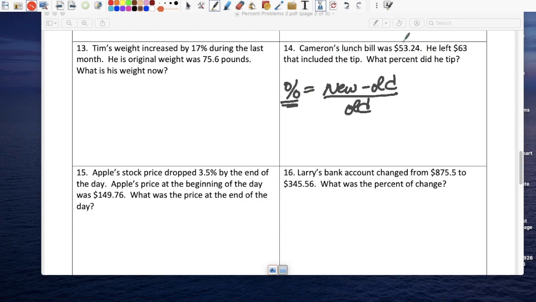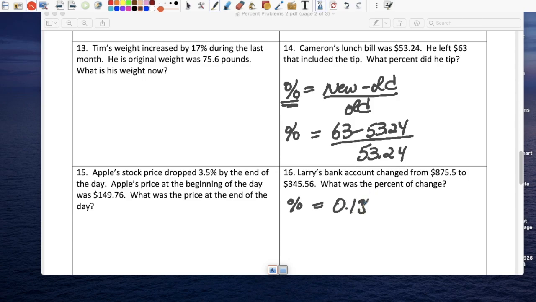In this case, we want the tip. So, what percent was the tip? Well, the new price is 63. The original price was $53.24. We're going to subtract that. Sorry, we're going to divide that by 53.24. So let's put that in your calculator. 63 minus 53.24, enter, divide that by 53.24.